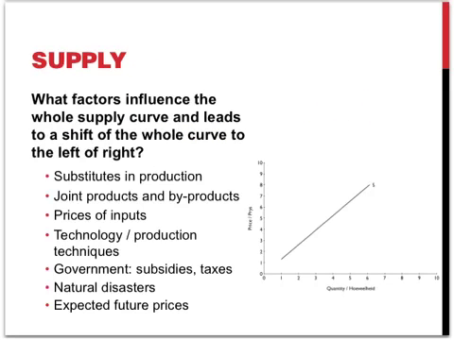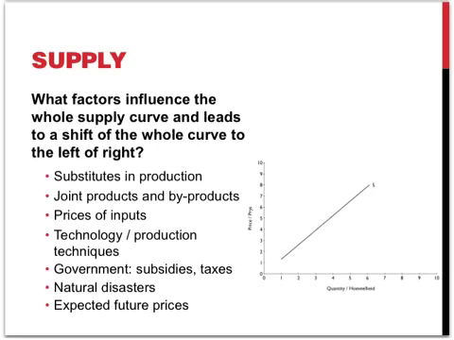We already know there's a positive relationship between the quantity supplied and the price, but what factors influence the whole supply curve and lead to a shift of the whole curve to the left or the right? There are quite a few, and we'll quickly look at each of them.